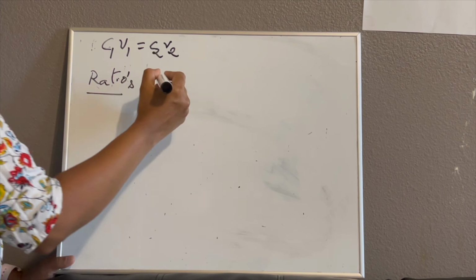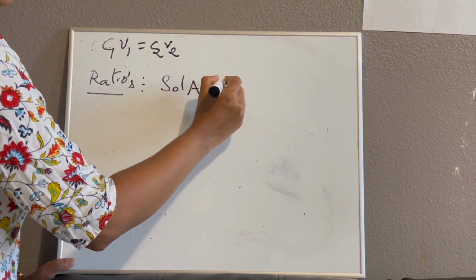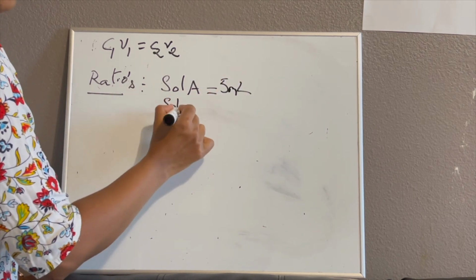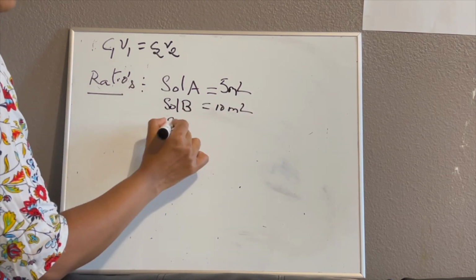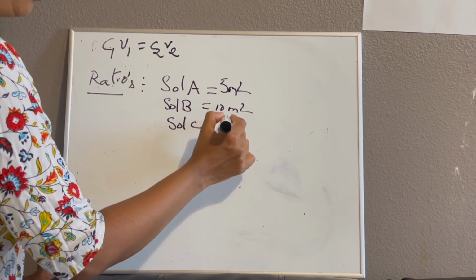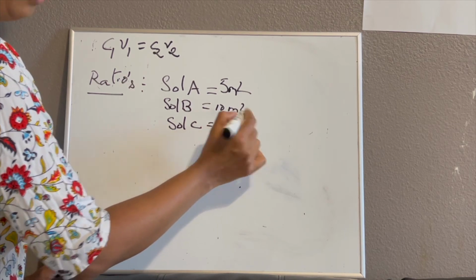For example, for a detection reagent, they'll tell solution A, mix 5 ml. Solution B, mix 10 ml. Solution C, mix 5 ml for example, or 2 ml.